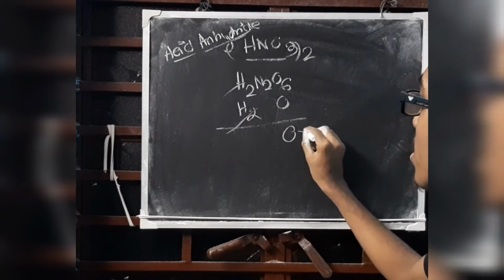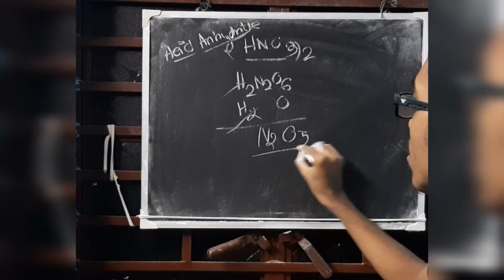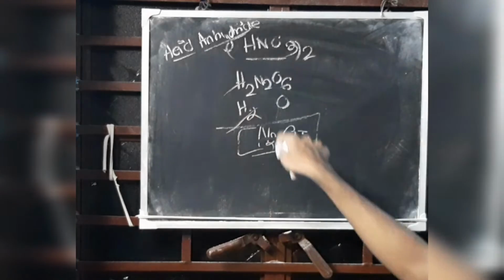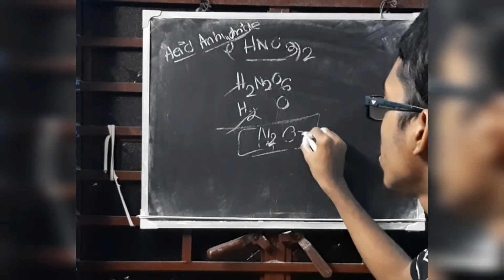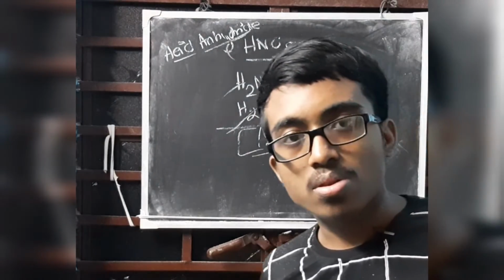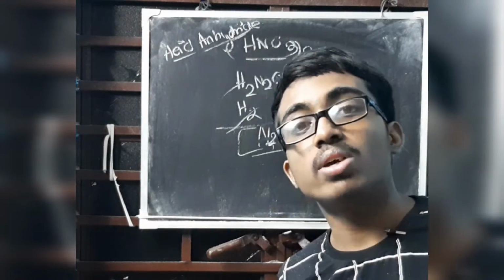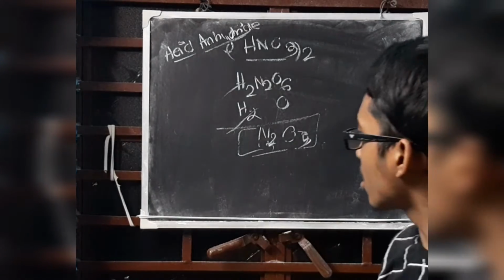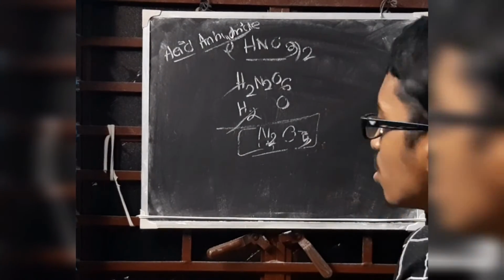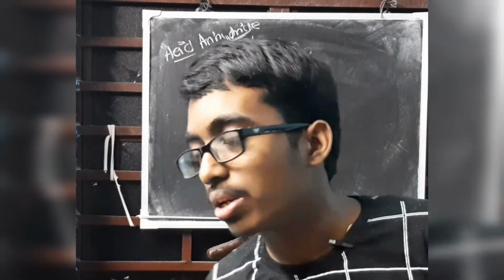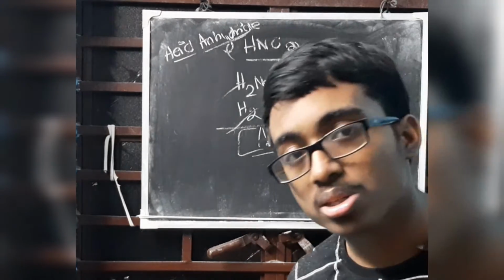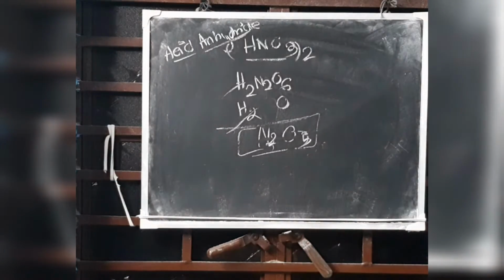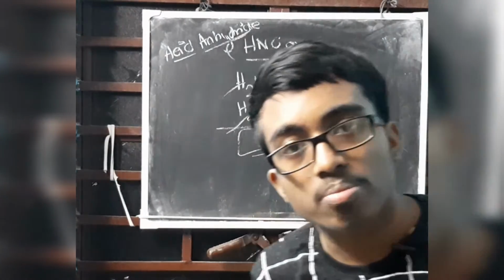Cancel. O remains 5 and 2. Required acid anhydride. Clear? So the anhydride of HNO3 is what? N2O5. It's actually nitrogen dioxide only, but we say it as nitrogen pentoxide. Write pentoxide only. Dioxide will be wrong because dioxide is NO2. So nitrogen pentoxide is basically the acid anhydride of HNO3. How did we get it? We subtracted H2O from the original formula.